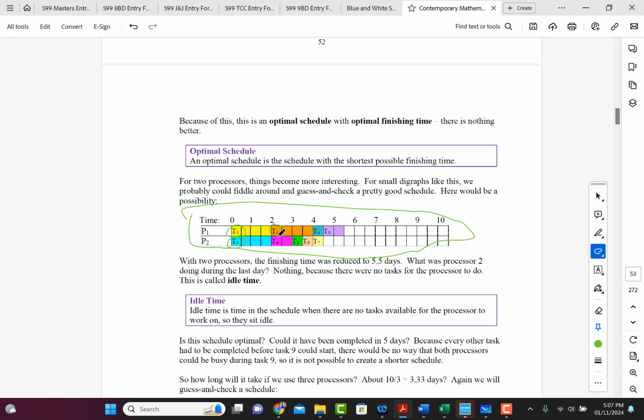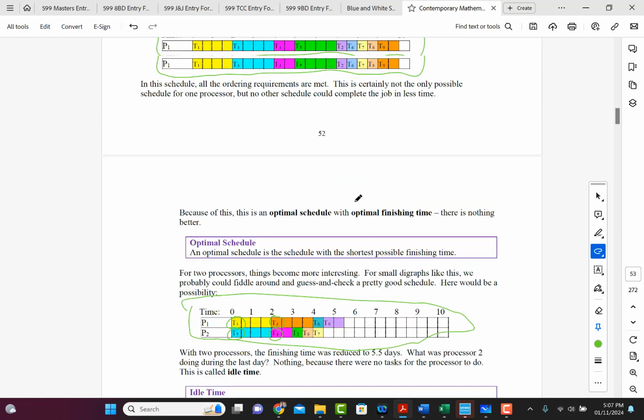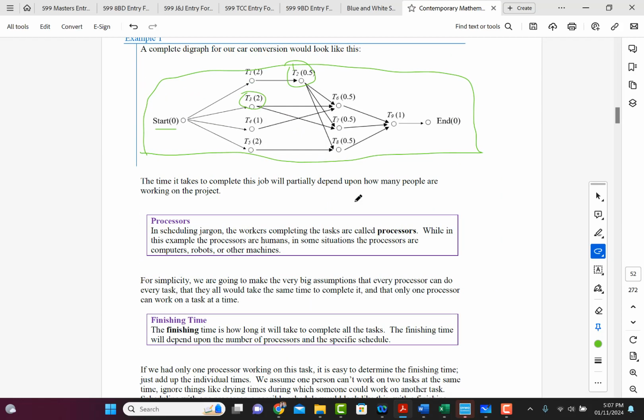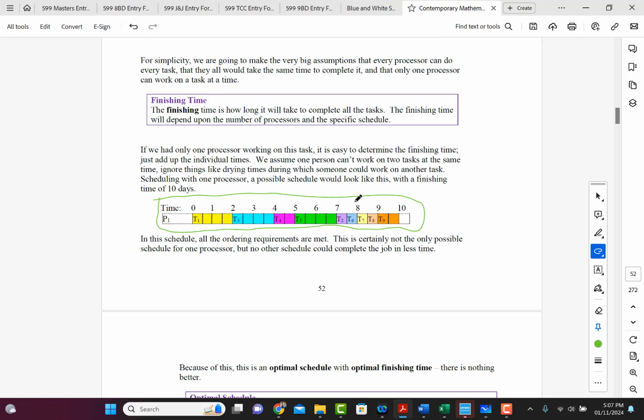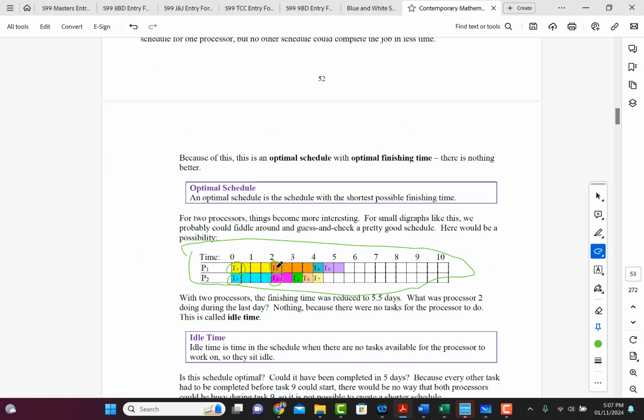And so once task 1 and 5 are done, the processors can move to tasks 3 and 4. Okay. Task 3 takes 4 days. Wait, hold on a second. Oh no, 2 hours, right? So that would take it to hour 4, not days, 2 hours. So that would take it to task 4, where task 4 only takes 1 hour.